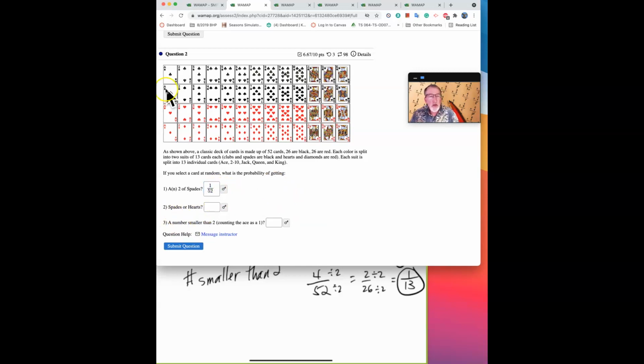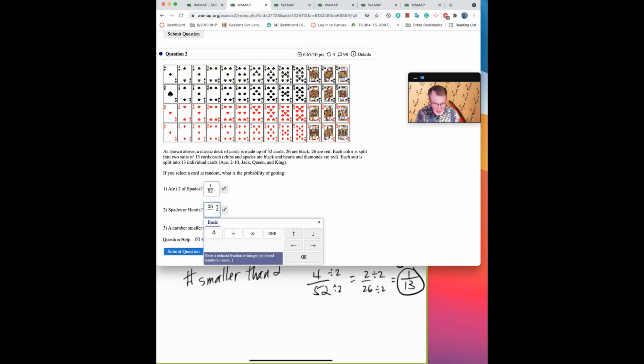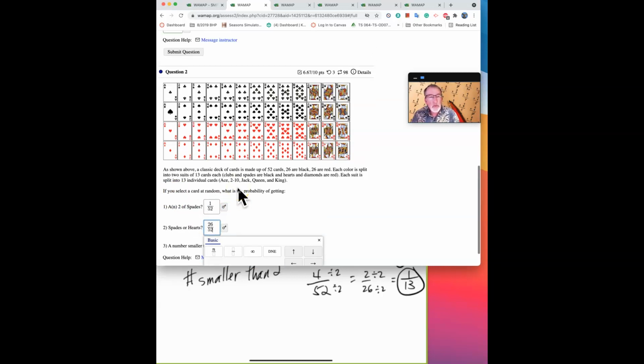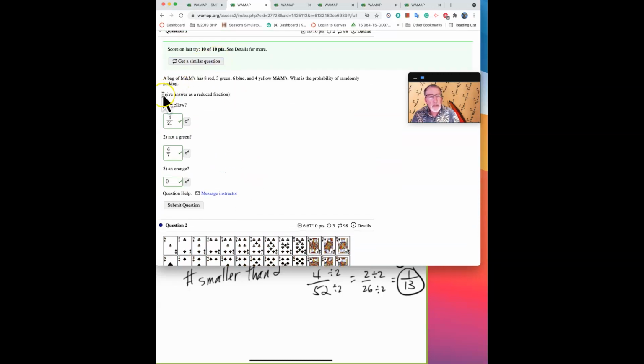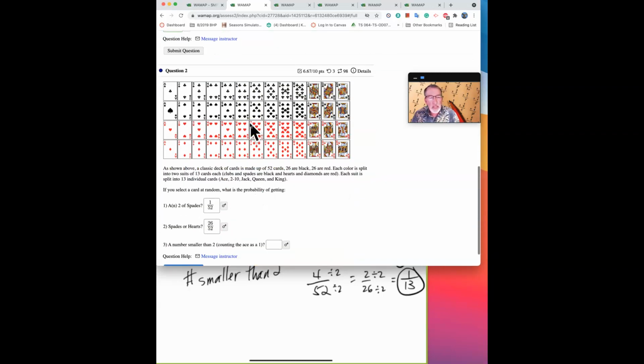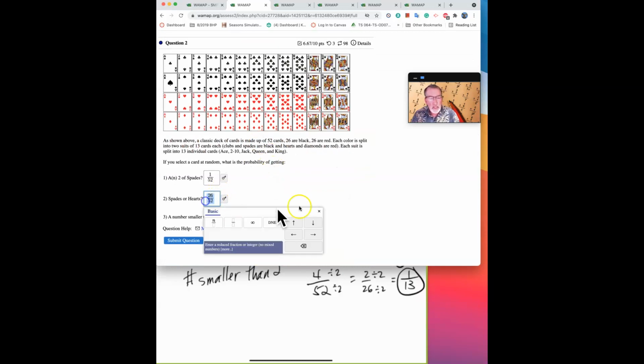The next one, spades or hearts. We had 13 spades plus 13 hearts. That's 26. And the total here was 52. So we've got 26 out of 52 chances of getting a spade or a heart. And when we reduce that, remember, you always want to reduce your fractions fully. They did say that up here. So give your answer as a reduced fraction. That pertains to both of them. So 26 over 52 is the same as 1/2. So you have a 1 in 2 chance of drawing one of these. So you might want to try it sometime with a deck of cards.